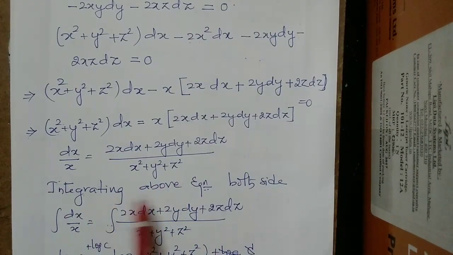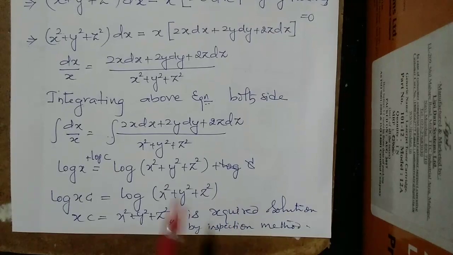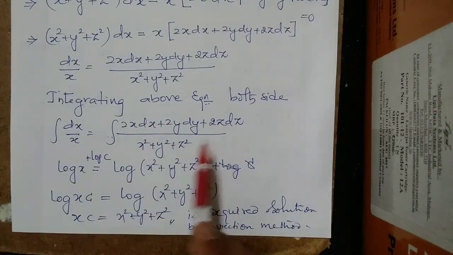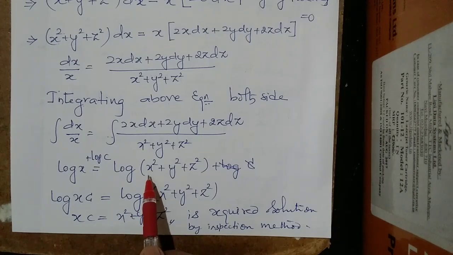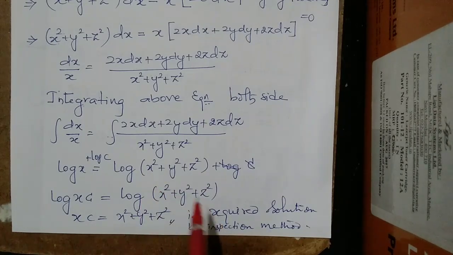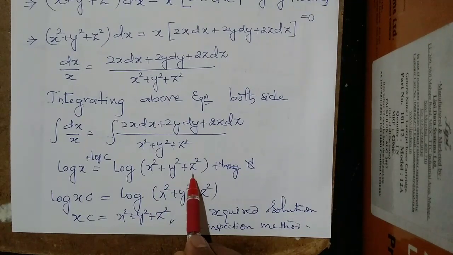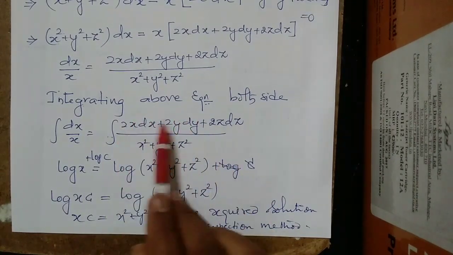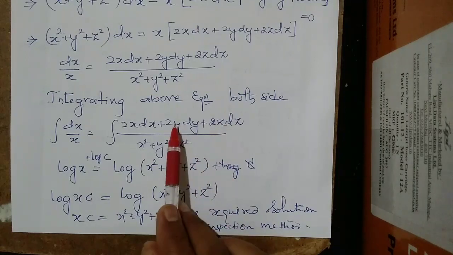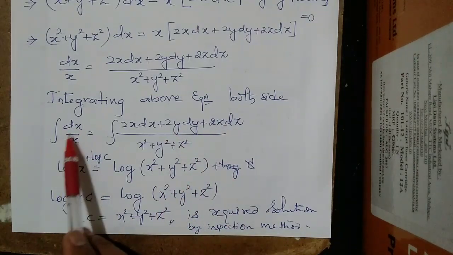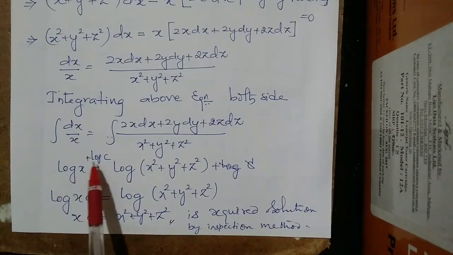Now integrating the above equation on both sides. So this is integration. This is a standard differential. Suppose we find the differential of log of x square plus y square plus z square, we will get this complete equation. It is a simple way of writing into differential form. So the solution of dx by x is log x plus log c.